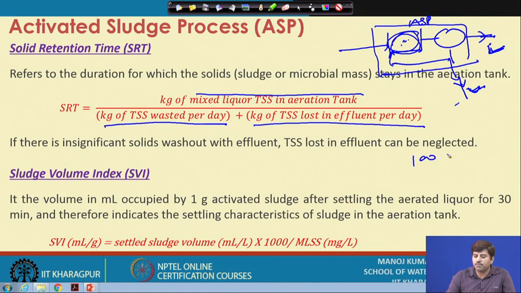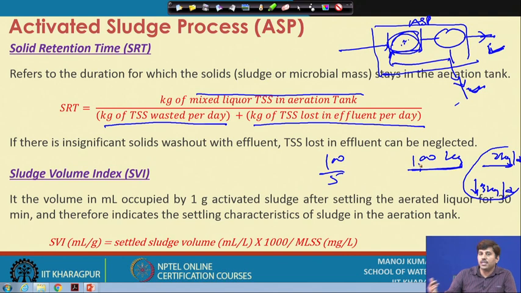So, for say roughly 100 kg present in the system over here, and you are wasting 2 kg per day from this route, and say 3 kg per day from this route. That means in total you are wasting 5 kg per day of solids. So, if you divide 100 by 5, because total 100 kg and in one day you are wasting 5 kg of the solids, that means typically solid is going to be retained there for 20 days. So, this becomes the solid retention time, which typically refers to the average duration for which the solid is going to stay in there. So, that is your solid retention time.